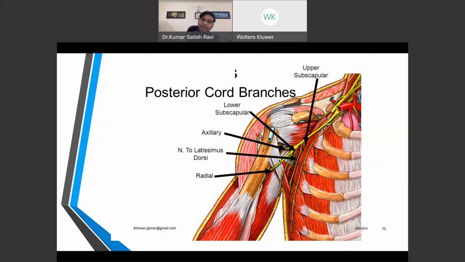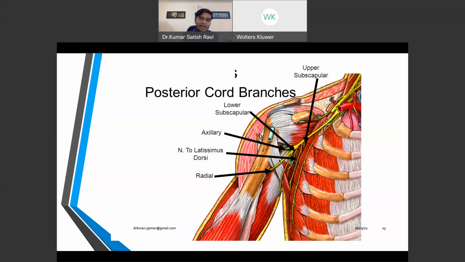So the radial nerve is otherwise the continuation of the posterior cord, and as I said, it is the largest branch of the brachial plexus, and it carries fibers from C5 to T1. So it leaves the axilla through the lower triangular space to lie in the radial groove along with the profunda brachii artery, and it supplies all the muscles of the extensor compartment of the arm as well as the extensor compartment of the forearm. Right?